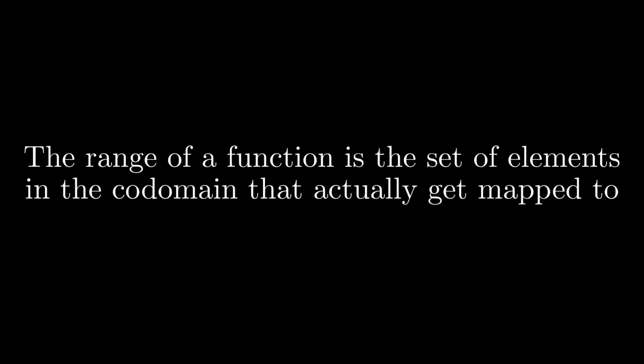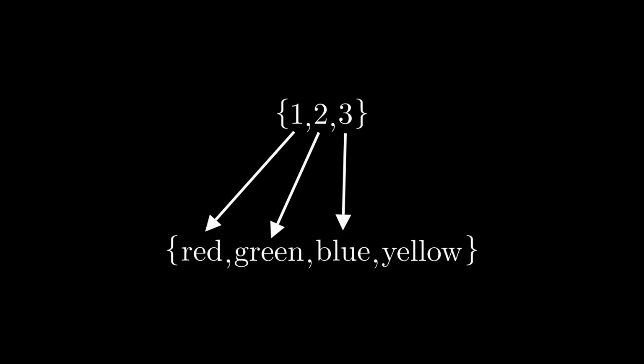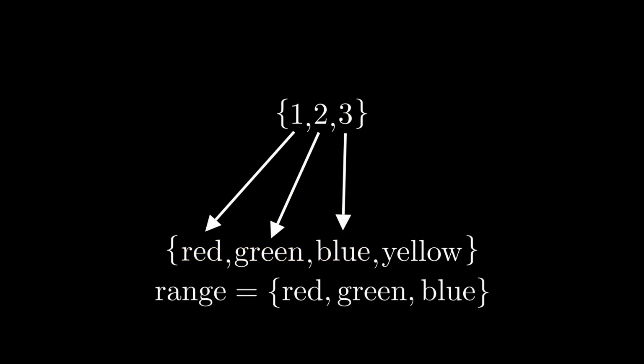To understand the difference between the range and the codomain, consider this example. What is the codomain of this function? Well, it's just the entire set we're mapping to. Okay then, what's the range? Well, the range is the set of elements that actually get mapped to in the codomain. So, since there are arrows pointing to red, green, and blue, red, green, and blue are in the range. However, since yellow has no arrow pointing to it, meaning it doesn't get mapped to, it's not in the range. So the range of this particular function is the set containing red, green, and blue.